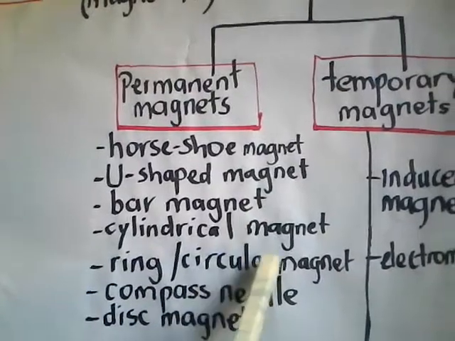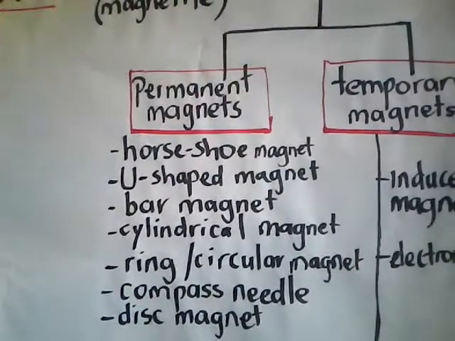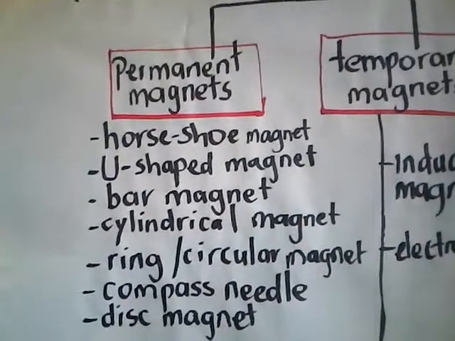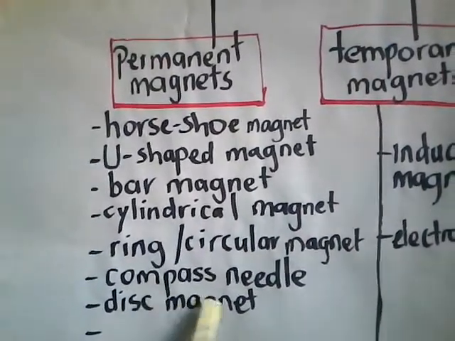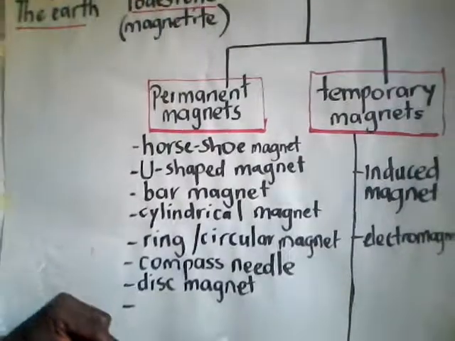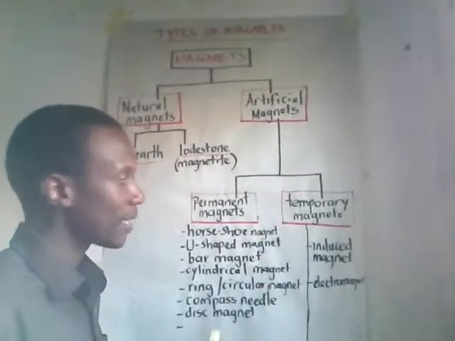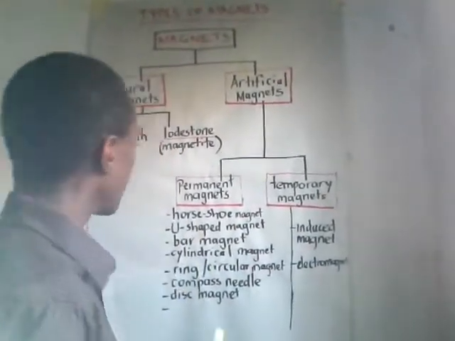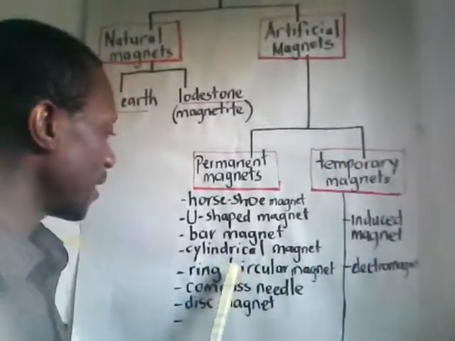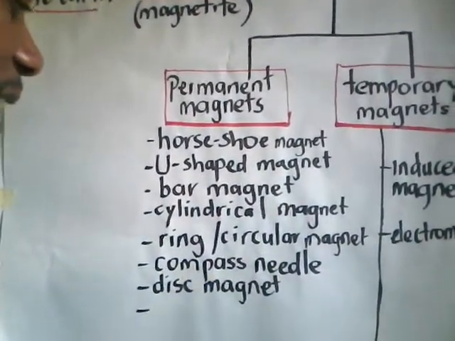Circular magnets, like the ones which are on those loudspeakers. Then we have got a compass needle magnet. We know that one is in the compass, which is used for showing the compass direction. Then we have got disc magnets. These are minor magnets which we rarely hear of. Disc magnets do not have a hole in between. They are flat like discs. And then there are also cylindrical magnets. So we have horseshoe magnet, U-shaped magnet, bar magnet, cylindrical magnet, ring or circular magnets, compass needle magnet, and disc magnets.